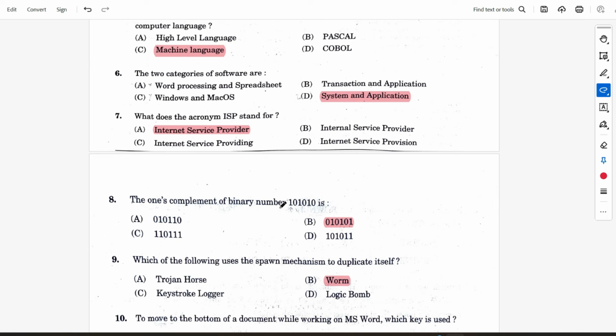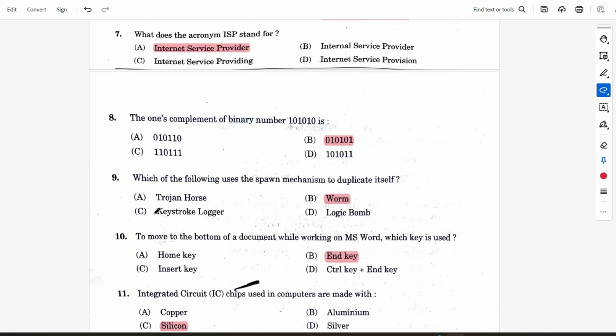The ones complement of the binary number is one of the easiest questions, because ones complement is just reversing the bits. For 101010, the ones complement is 010101. Next, coming to the ninth question: which of the following uses swap mechanisms to duplicate itself? The answer is worm.